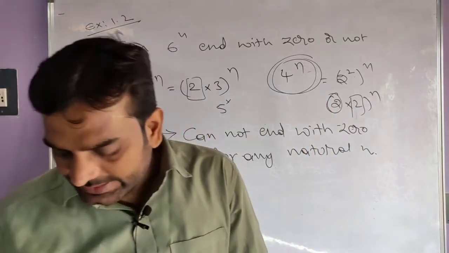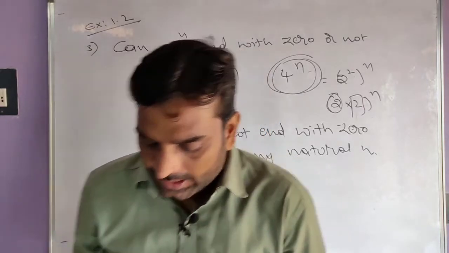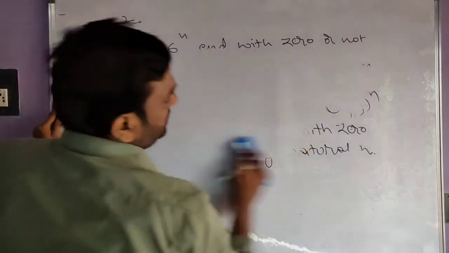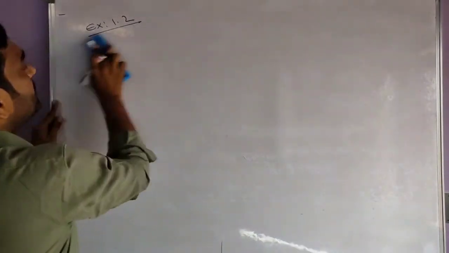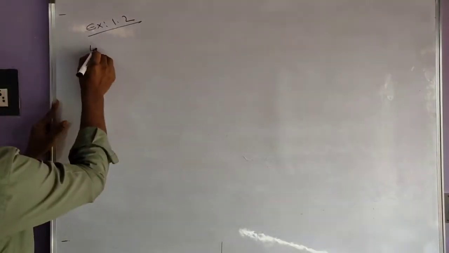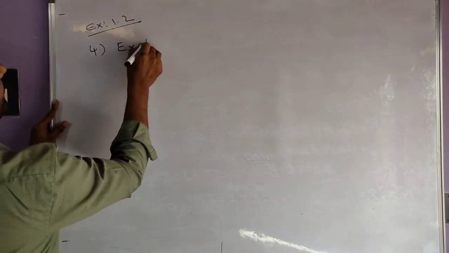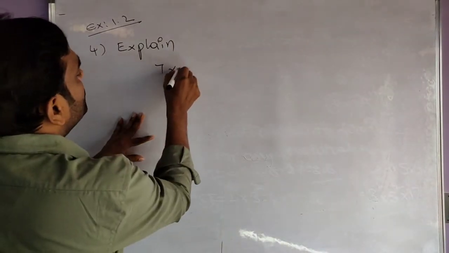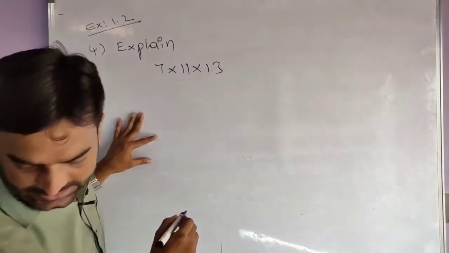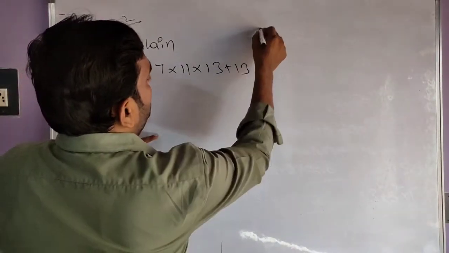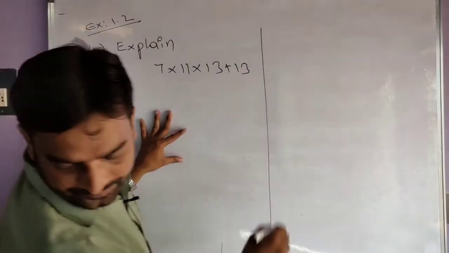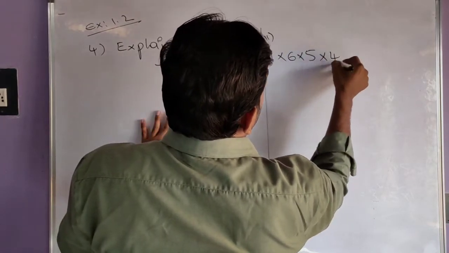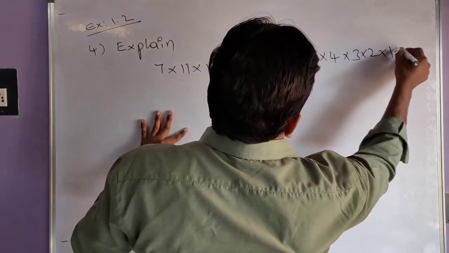Okay, now coming to the next problem. Here 6 power n ends with 0, no. 4 power n ends with 0, no. Now coming to another problem. Explain why these are composite numbers. The first problem: 7 into 11 into 13 plus 13, and the second problem: 7 into 6 into 5 into 4 into 3 into 2 into 1 plus 5.